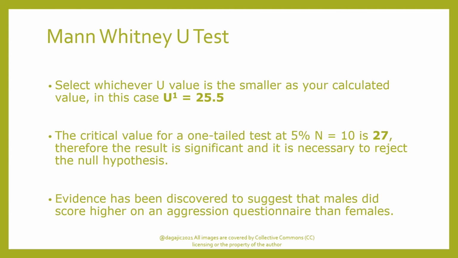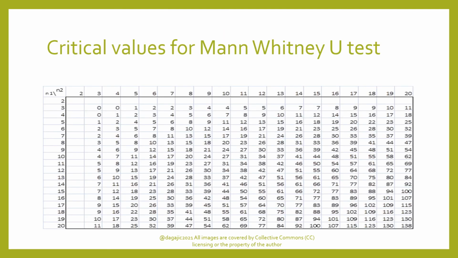In the Mann Whitney U test, the calculated value needs to be less than or equal to the critical value. So if we look on this table, we can see N1, 10, N2, 10, and if you read those off to the middle, you can see you get the value of 27.